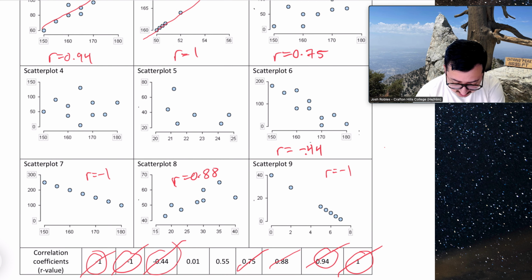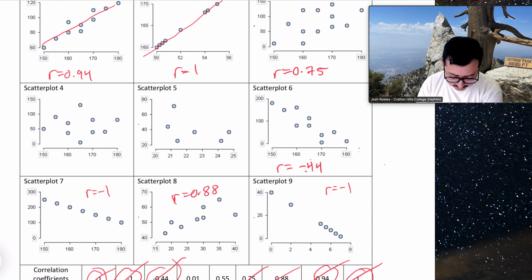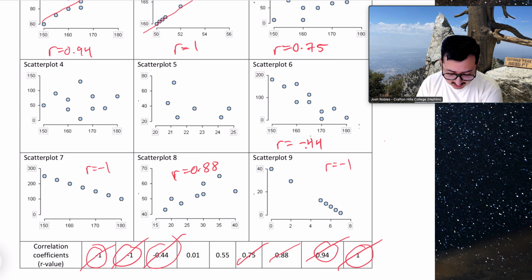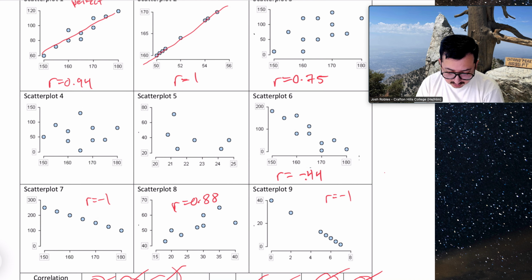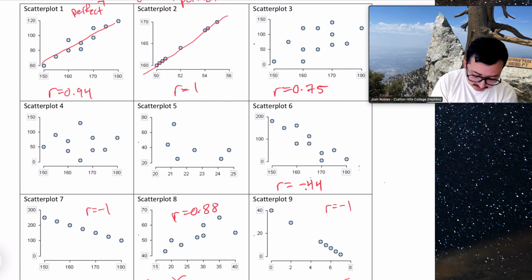Lastly, we should have one that is somewhat positive, kind of halfway, 0.55. This one is a little hard to tell. So I think that's probably going to be scatterplot 4.